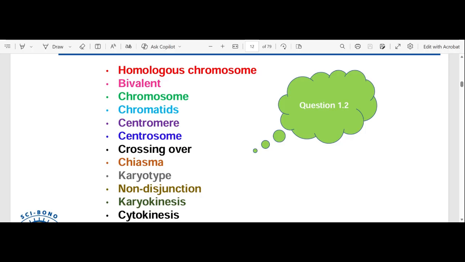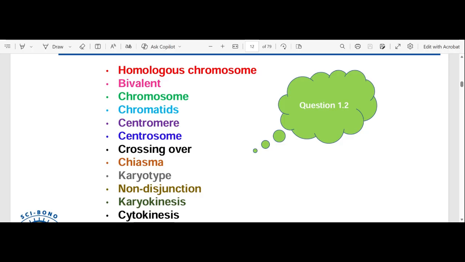So bivalents, what are bivalents? Bivalents are two chromosomes that are involved in crossing over. So they are homologous chromosomes, to simply put it. But when they're involved in the process of crossing over, we call them what? Bivalents. Bi means two. But after crossing over, we no longer call them bivalents, we call them homologous chromosomes, right?